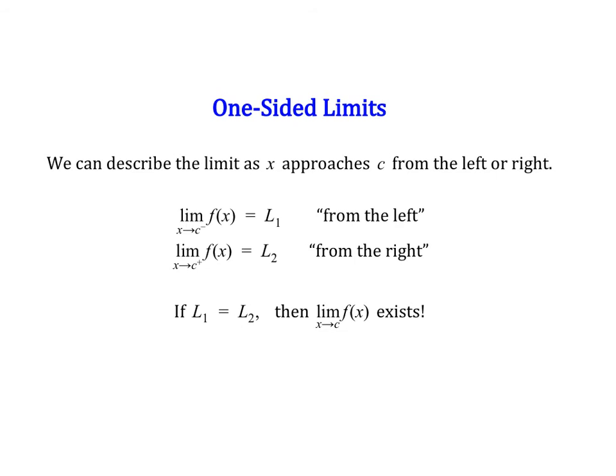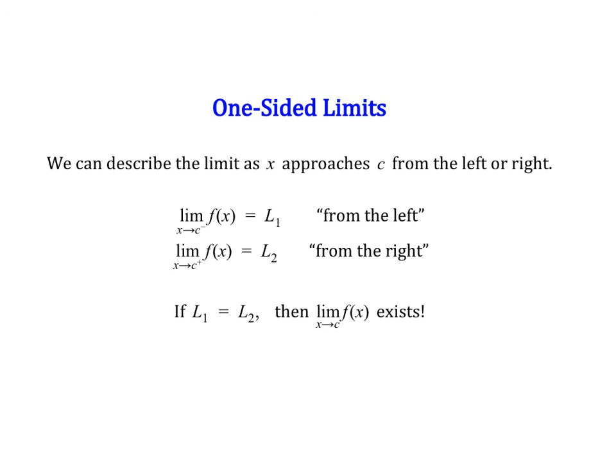Okay, so now we're going to talk about what's called a one-sided limit. We can actually describe the limit as x approaches c from either the left or the right. We can just describe one of those. We know that if the behavior on the left and right is the same, then the overall limit exists. But sometimes even when the limit doesn't exist, it can still be useful to describe one-sided limits.